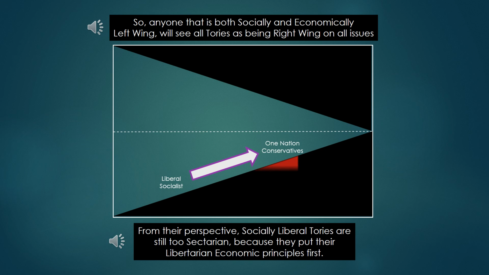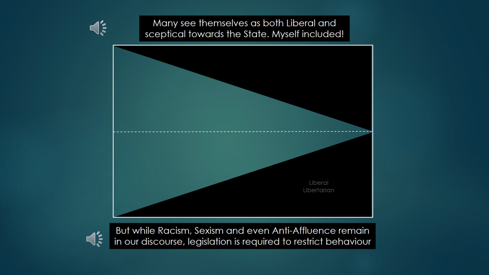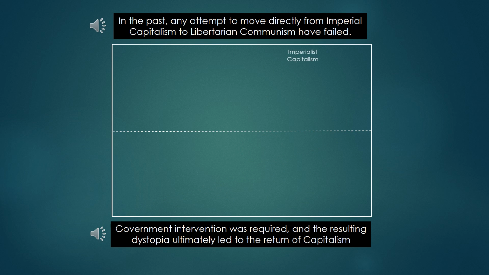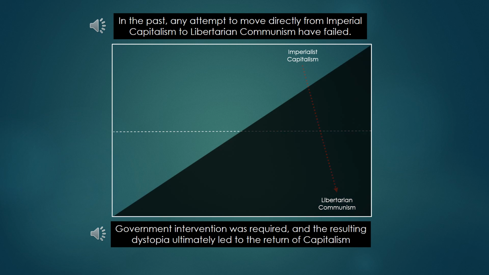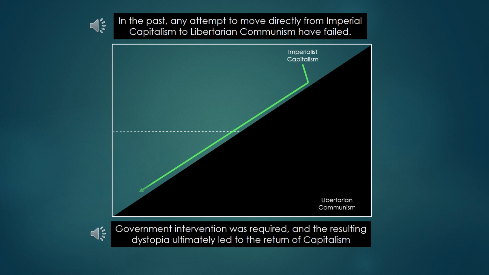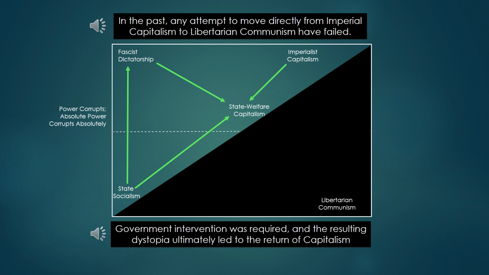From their perspective, socially liberal Tories are still too sectarian, because they put their libertarian economic principles first. Many see themselves as both liberal and skeptical towards the state, myself included. But while racism, sexism, and even anti-affluence remain in our discourse, legislation is required to restrict behavior. In the past, any attempt to move directly from imperial capitalism to libertarian communism has failed. Government intervention was required, and the resulting dystopia ultimately led to the return of capitalism.